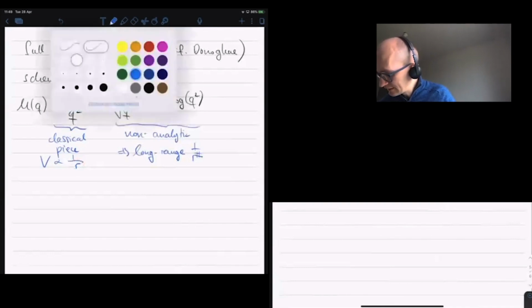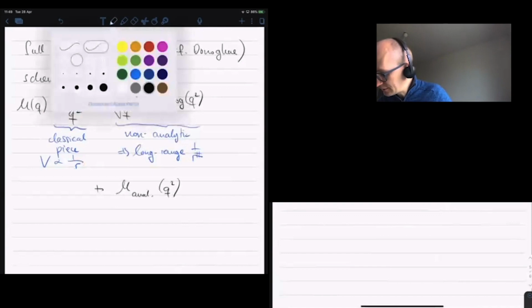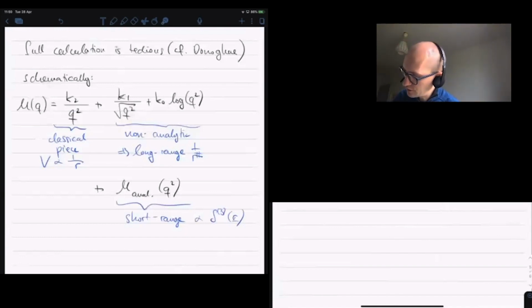And then finally, we will get things that are analytic in q squared, but of higher orders than this. And these will lead to short range modifications, namely things that go like delta 3 of r type modifications to the potential. So obviously, what I'm going to do for you is show how to calculate these coefficients k_i, and also how to get these terms.